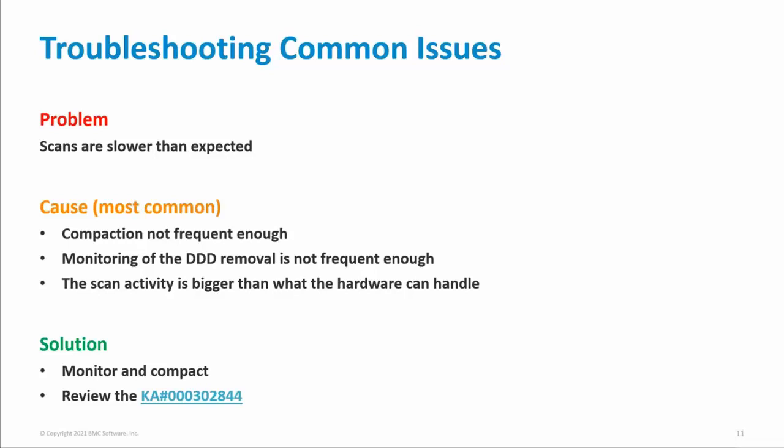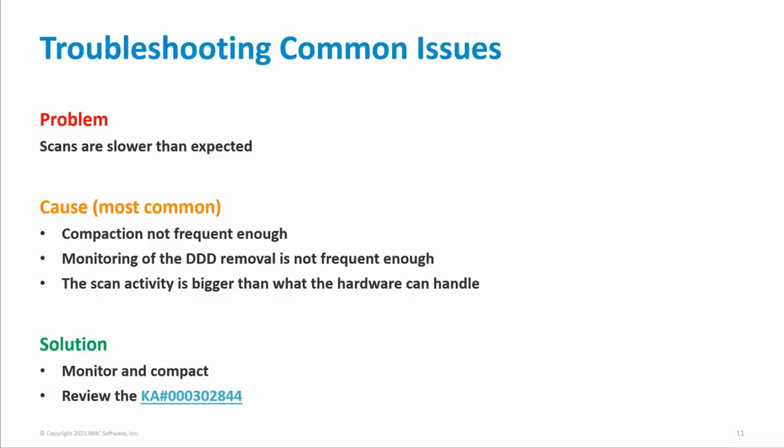The solution for these most common causes is very simple. The most pertinent thing to do is, once again, to monitor and compact. Monitor the disk consumption because it's going to allow you to anticipate future performance issues, and compact because it's going to give Discovery a chance to simply go faster. We have a knowledge base article that reminds all the possible root causes and different recommendations to resolve them.